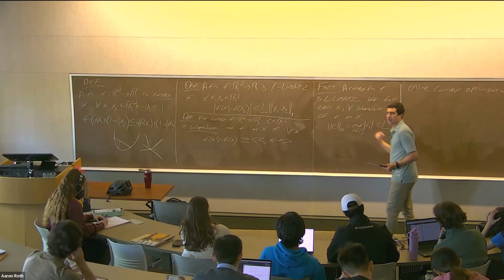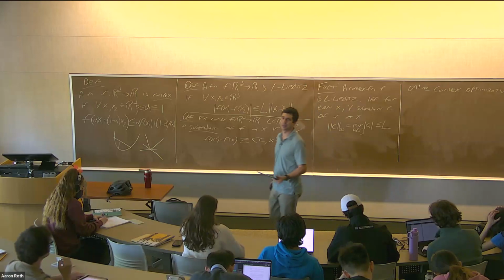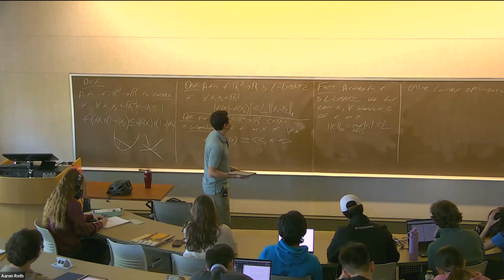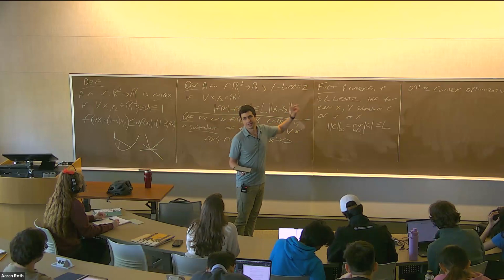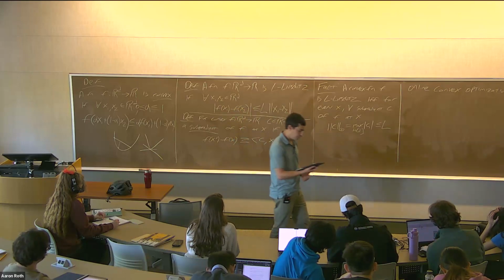Okay, so there's going to be a parameter L here. I'm going to define a problem in which the adversary is going to choose at every round an L-Lipschitz convex function. So L is implicitly a parameter of the problem.